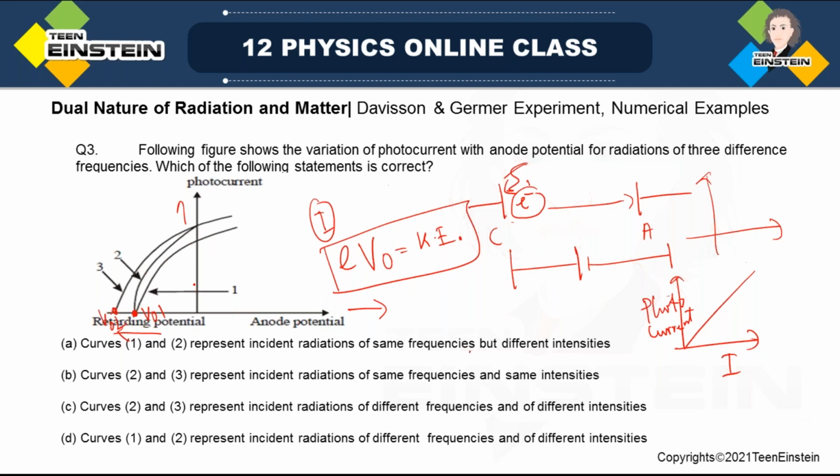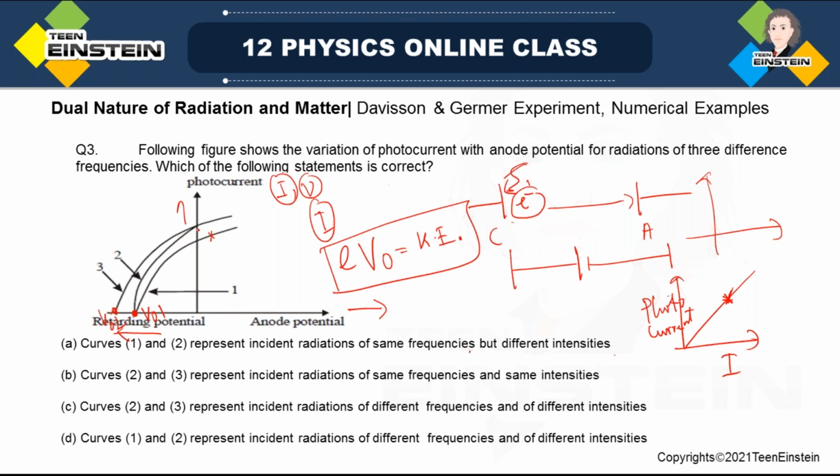Now there are three curves. That means we have taken three different frequencies, not intensities, three different frequencies. So which of the following statements is correct? Let us say curve 1 and curve 2 represent incident radiations of the same frequency but different intensities. Different intensities means their saturation currents will be different. So here, 1 and 2.